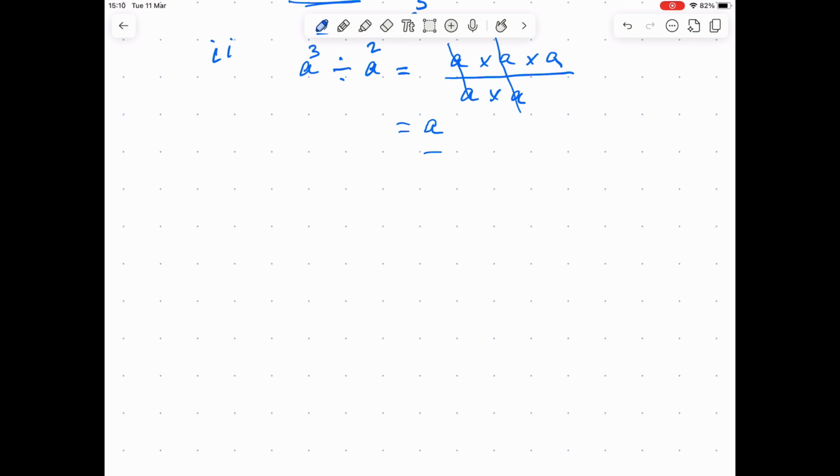Let's have another one. Number 3. So we'll have C cubed and the whole thing squared. So that is equal to, first, whatever is inside the bracket, we will square that. So C cubed times C cubed, which is, we have already done that, C to the power 6.